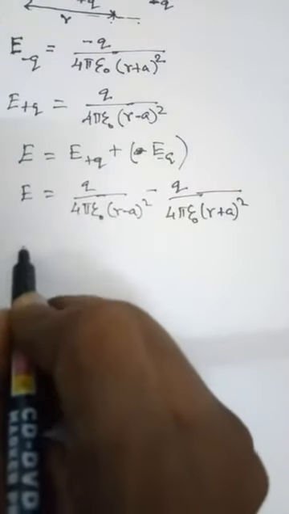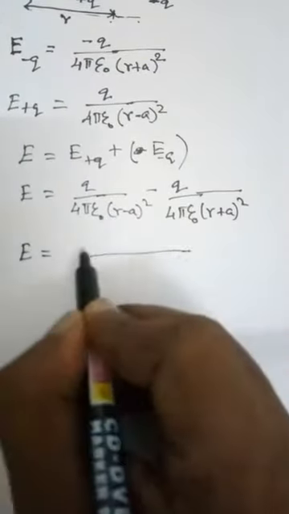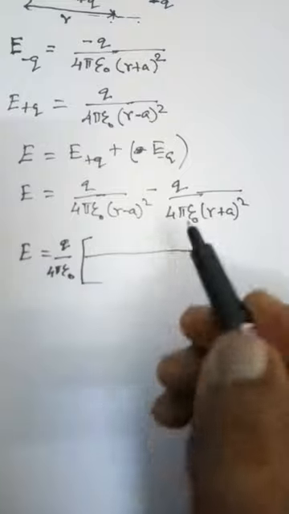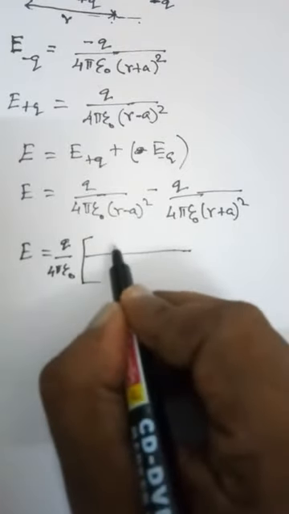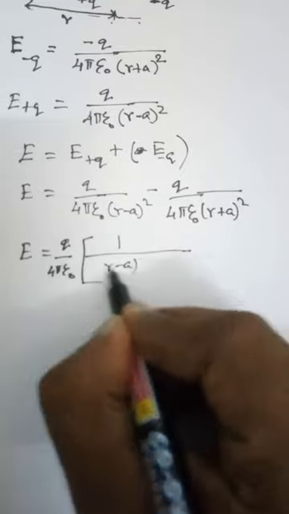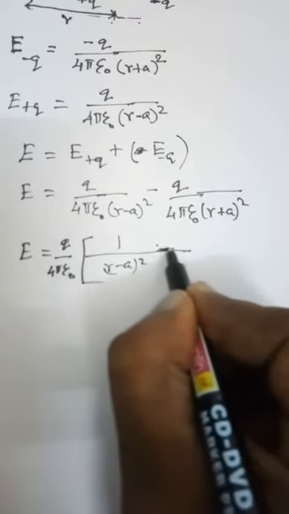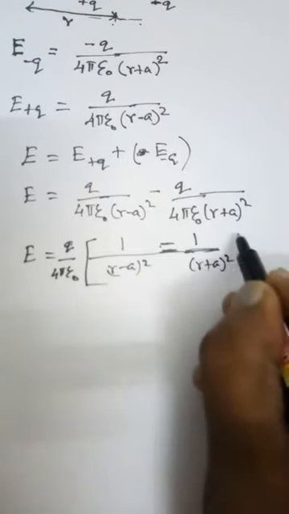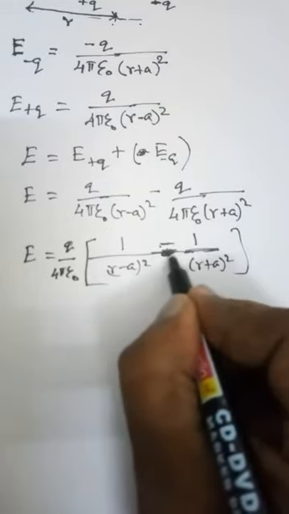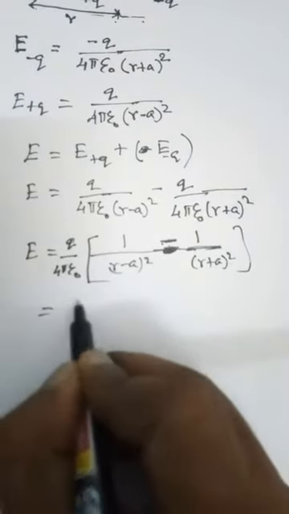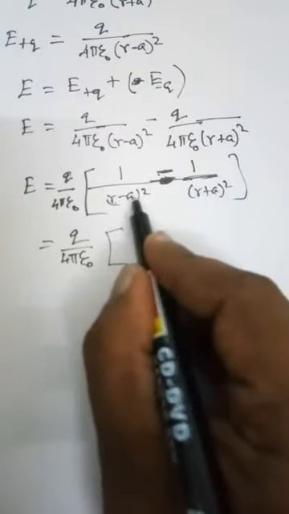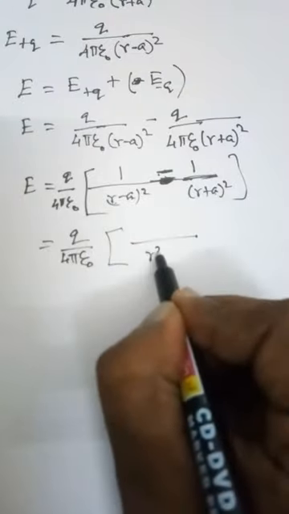Now you see E equals, take q by 4 pi epsilon naught common. Inside it is 1 by (r minus a) whole square minus 1 by (r plus a) whole square. Now take the LCM, (r minus a) into (r plus a). That is the (a minus b) into (a plus b) formula, so r square minus a square.